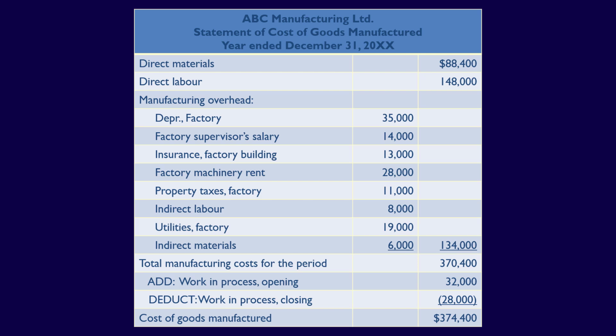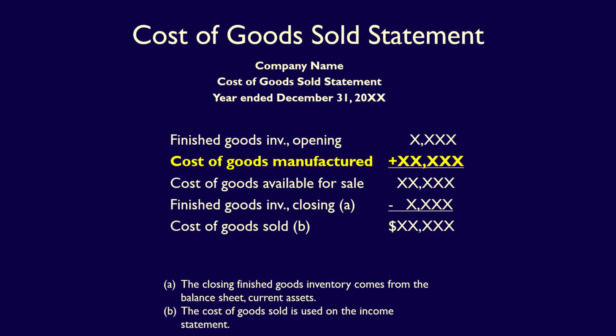$370,400 plus $32,000 less $28,000 is equal to $374,400. This is the amount that will be transferred into finished goods. This was our goal from the start, to figure out the total cost of all the finished goods produced during the period. So remember, we need to use this cost of goods manufactured in the cost of goods sold statement.